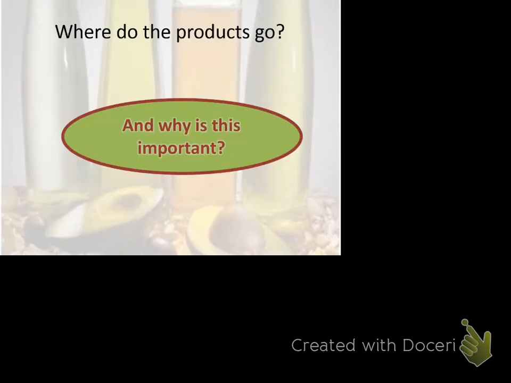Alright. So where do the products go? Why is this important? We've actually been answering this. The acetyl-CoA goes directly into the citric acid cycle. The NADH, FADH2, where do they go? What metabolic pathway do NADH and FADH2 go to? The electron transport chain. Okay, and that's the reason why.